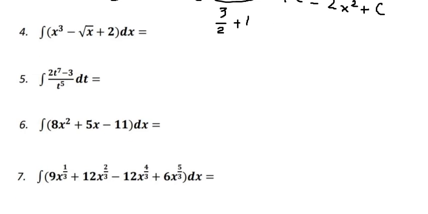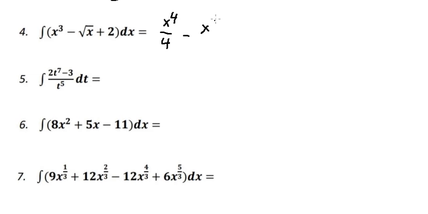Next, about this one, we can write it as x to the power of 4 over 4. The square root is just like 1 over 2, and we put 1 over 1 over 2 plus 1. About the number 2, you get 2x, and we put c in here. 1 over 2 plus 1, you get 3 over 2.